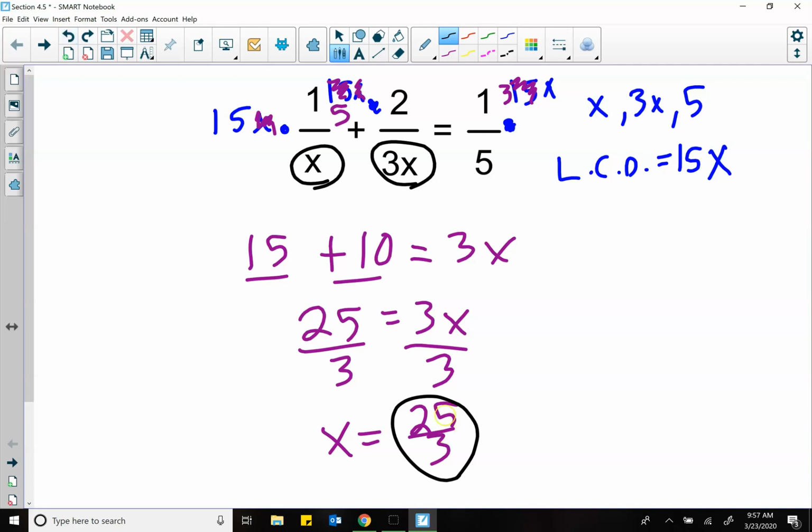So if I put 25 over 3 in for x right here, is that 0? No, that's 25 over 3. That's certainly not 0. If I take 3 times 25 over 3, does that give me 0? No, it actually just gives me the number 25. So does plugging in 25 over 3 give me zeros up here in my denominators? Nope. So this answer is A-OK.